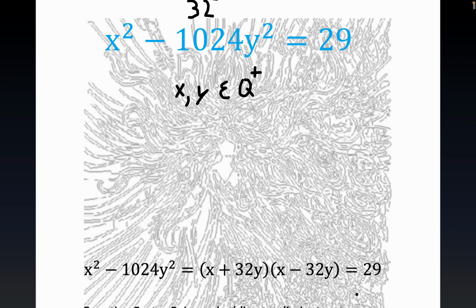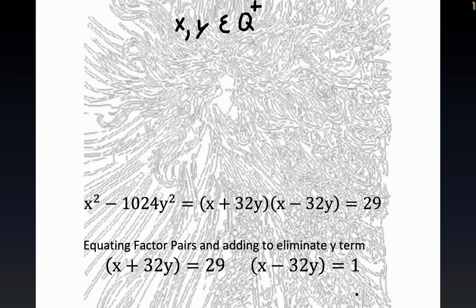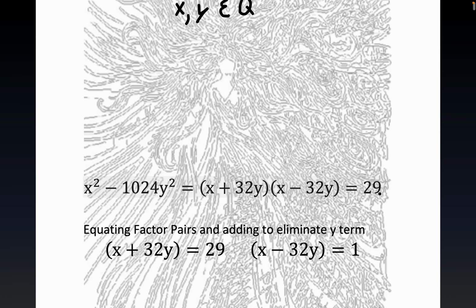And this sets up a nice little system of equations. 29 is prime, and so it only has 1 and 29 as its factors. And so you can just equate the corresponding factor pairs. In other words, you can set this factor equal to the factor 29, and then 1 is also a factor, so you can set x minus 32y is equal to 1, okay?